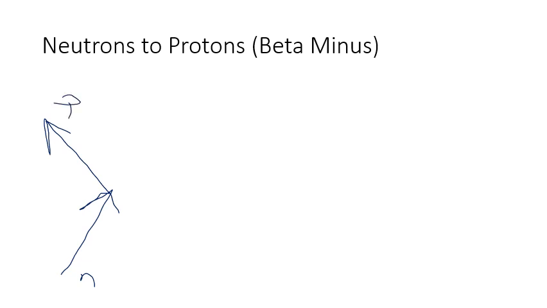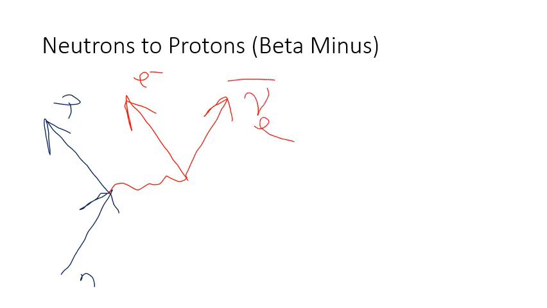Now, we know it does this via an exchange particle, which is either a W minus or a W plus. And it makes two members of the electron family. The W decays into two members of the electron family. It decays into a real electron and an anti-electron neutrino. So the only question here really is what is the exchange particle?